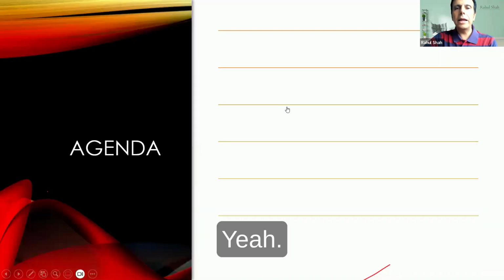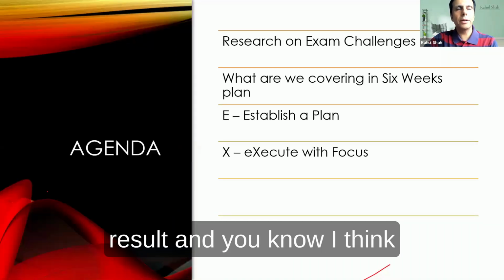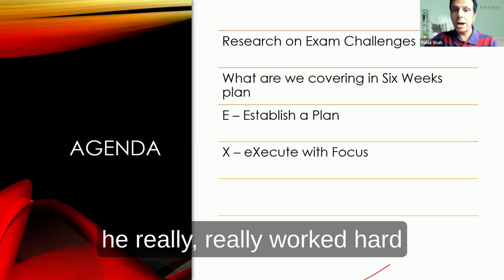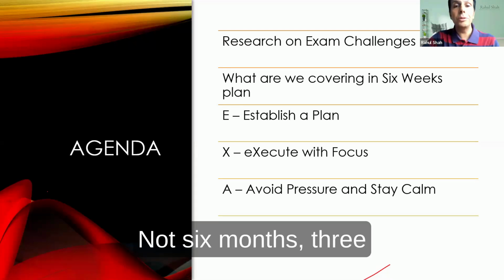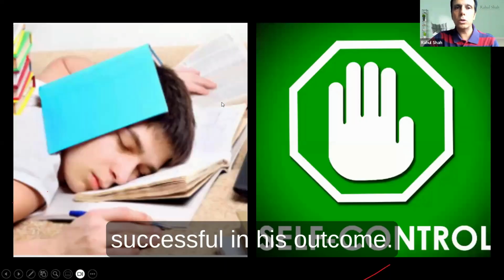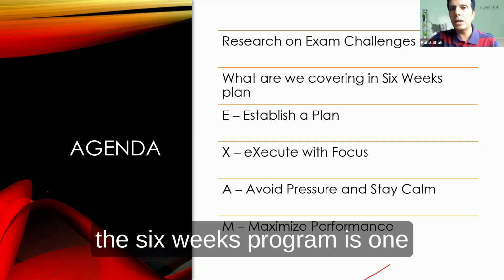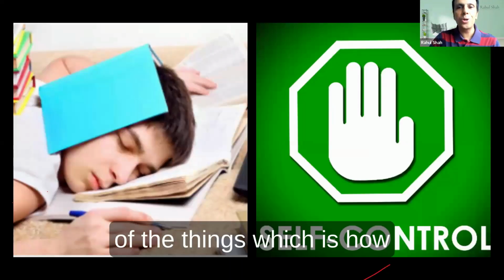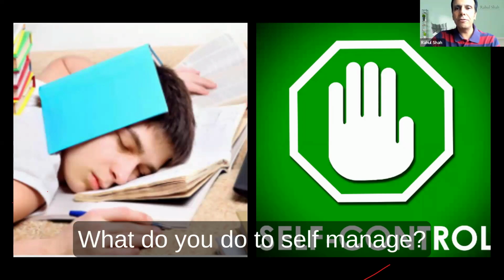I think he just got his result, and he really worked hard in the last 3 months, and I think he's been fairly successful in his outcome. So what we're doing in the 6 weeks program is one of the things, which is how do you manage yourself? What do you do to self manage?